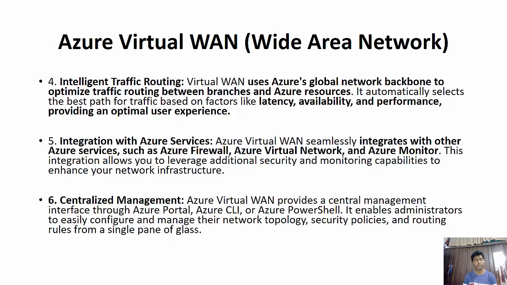Point number 4, it provides intelligent traffic routing. vWAN uses the Azure Global Network backbone to optimize the traffic routing between the branch offices and Azure resources. It automatically selects the best path for traffic based on latency, availability, and performance, providing an optimal user experience. It provides intelligent traffic routing.